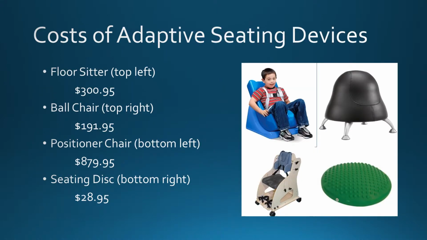So, given the fact that I pointed out before that adaptive seating has quite the range in products, I use this slide here to show you the way that they also range in price. So here in this slide I have 4 different products: the floor sitter, the ball chair, the positioner chair, and the seating disc, which are pointed out here. And if you notice, the prices in them have quite the range as well.